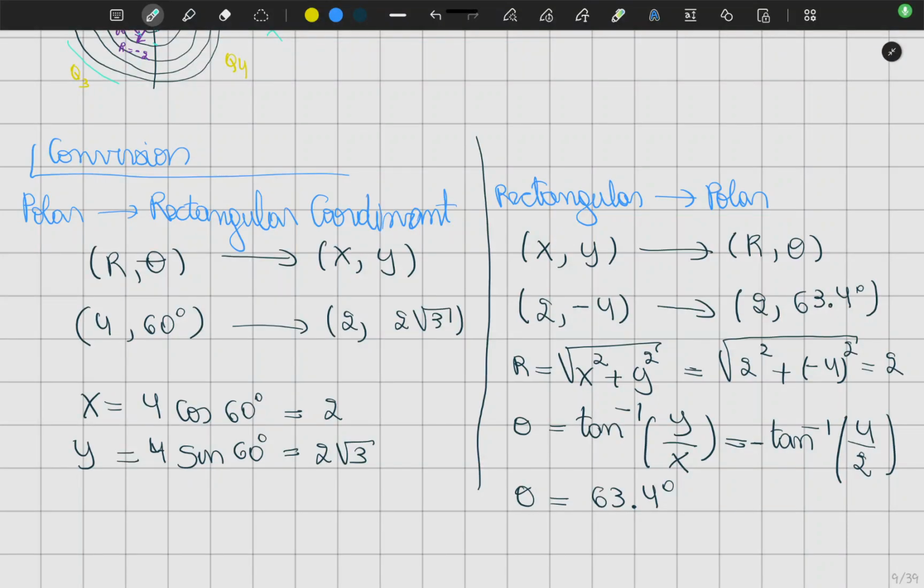Now we're going to see conversion between polar and rectangular. This is where you see polar, and this is where you see rectangular coordinates, and these are the formulas. This one is polar, and to convert you get x and y for rectangular. These are just the answers, but this is the question, and this is just one example to give you the idea.